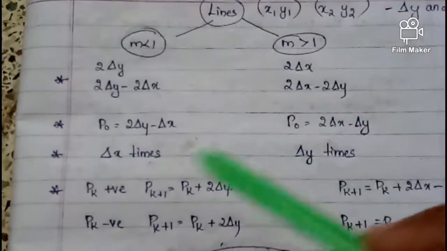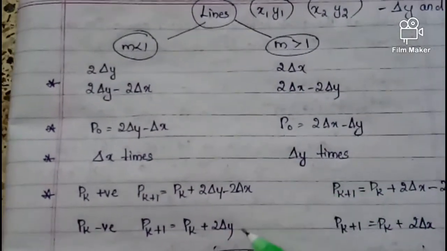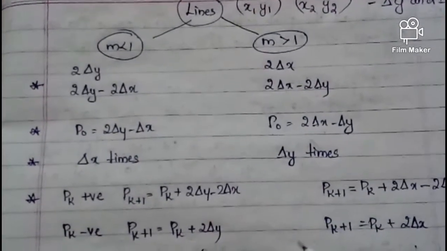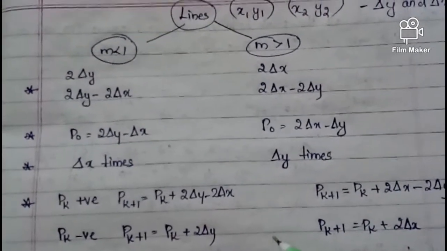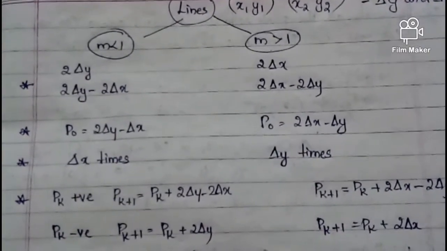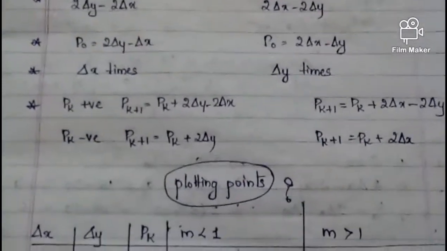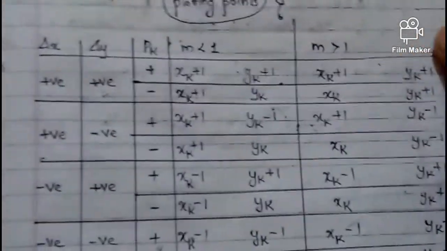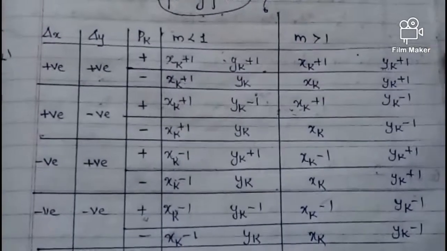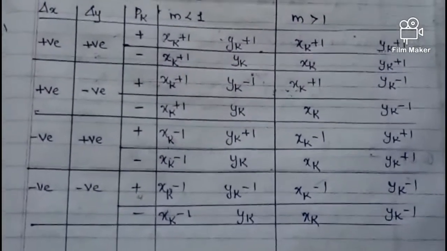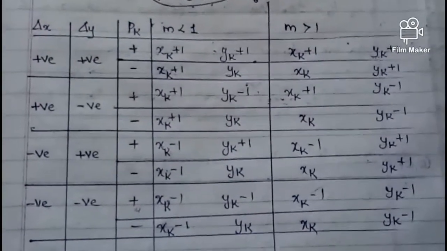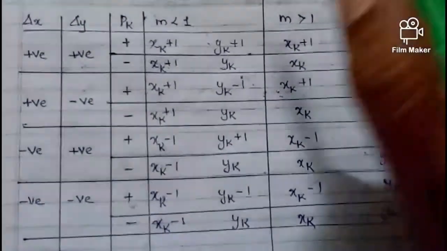But in both these algorithms, I never mentioned anything regarding the plotting points. So how to identify which point is to be plotted? For this, we will see a table. This is the table which gives you the entire description of the plotting point. Let us study these cases.